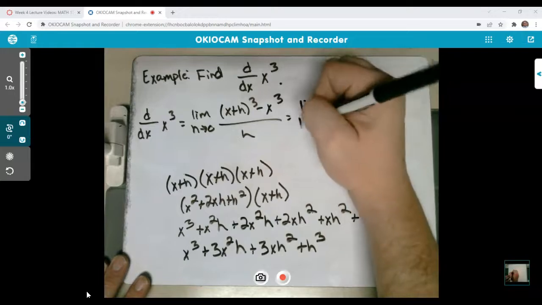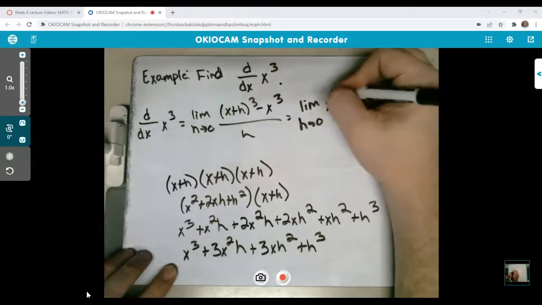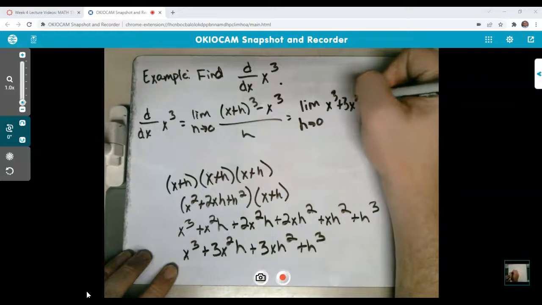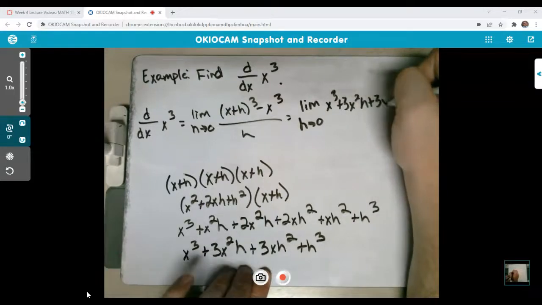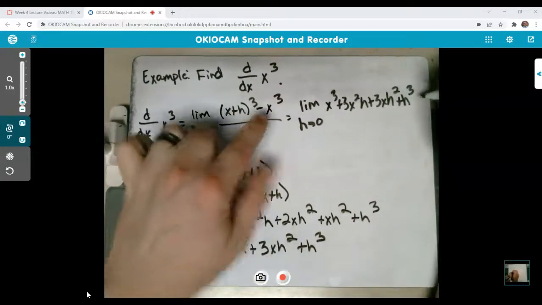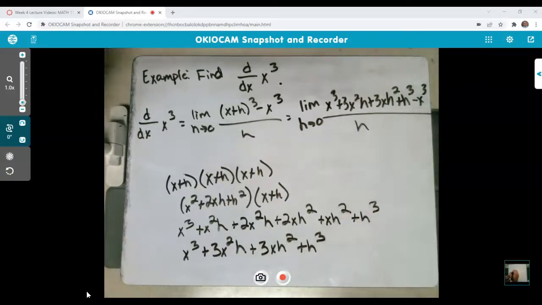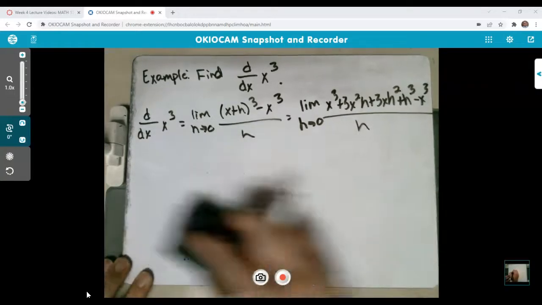So that gives us the limit as h goes to 0. x plus h cubed is x cubed plus 3x squared h plus 3xh squared plus h cubed. And then I still have minus x cubed all over h. Now that we have that, I'm going to erase it.